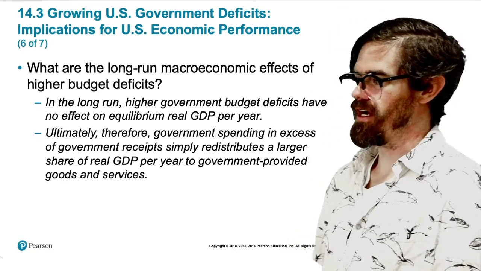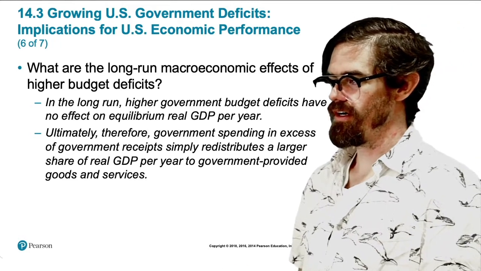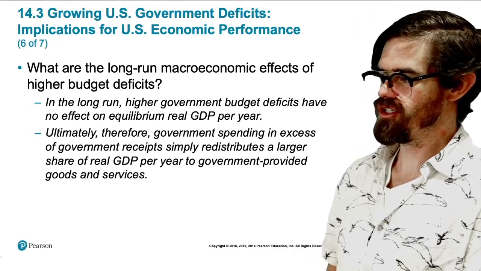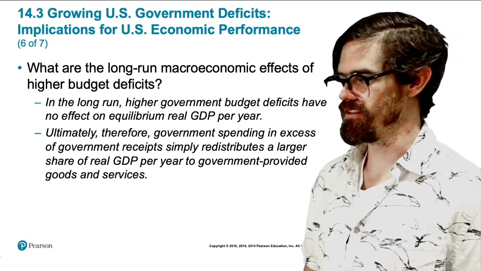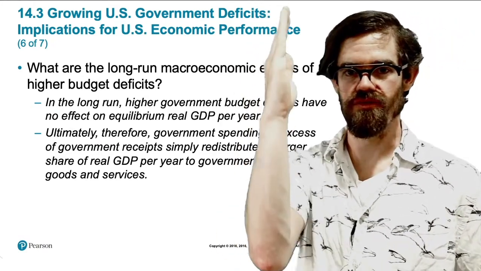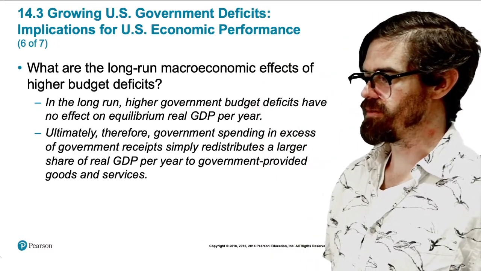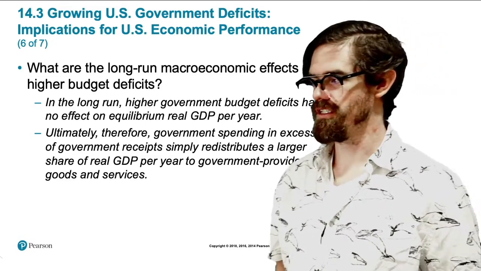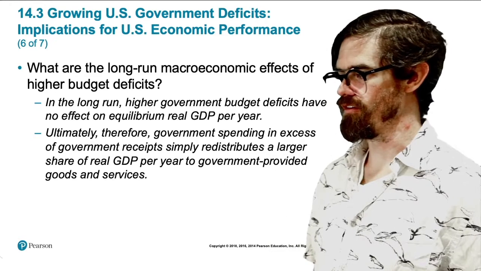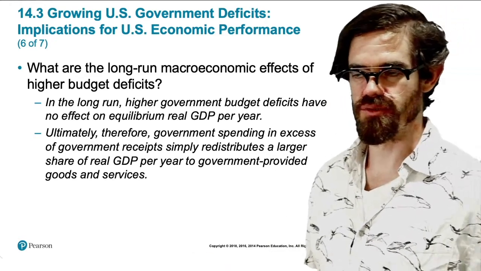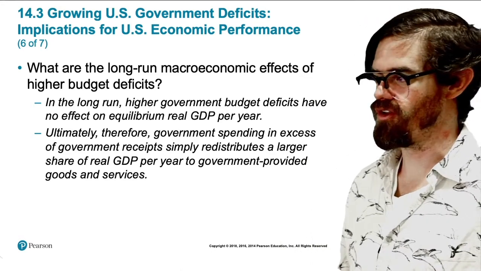What are the long-run macroeconomic effects of higher budget deficits? Well, in the long run, higher government budget deficits should theoretically have no effect on equilibrium real GDP, right? Because that's the horizontal long-run aggregate supply curve. So ultimately, government spending in excess of government receipts simply redistributes a larger share of real GDP per year to government-provided goods and services. That's all it's really doing. So there's really no macroeconomic effect in the long run.